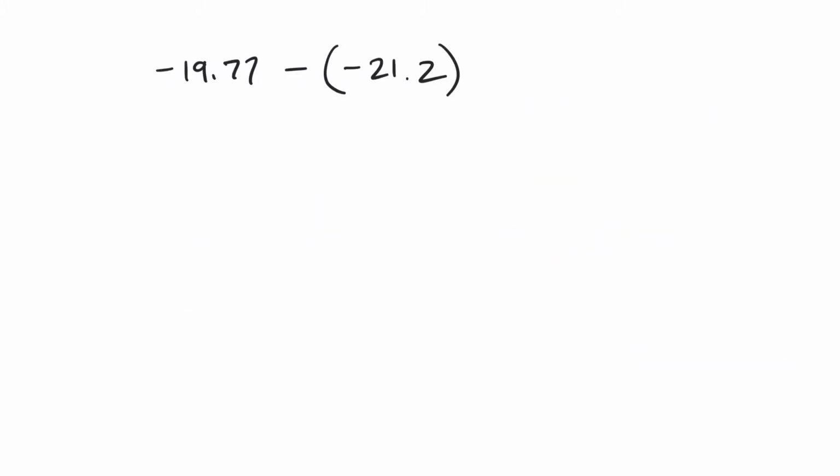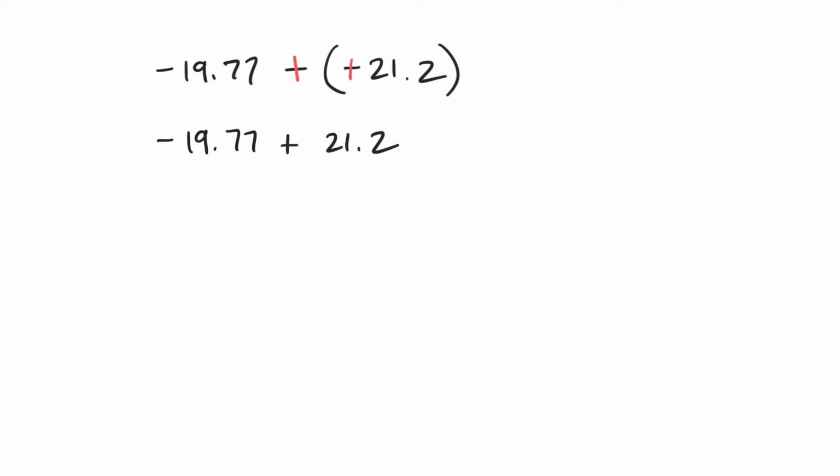Okay, here's another example. This time we've got subtraction. So our first step is to write it as an addition statement by adding the opposite. So we'll change the operation to addition, and we'll change the second number to its opposite. So now we have negative 19 and 77 hundredths plus 21 and 2/10.